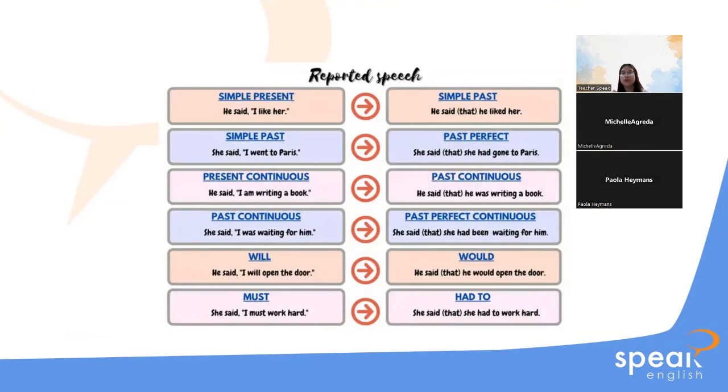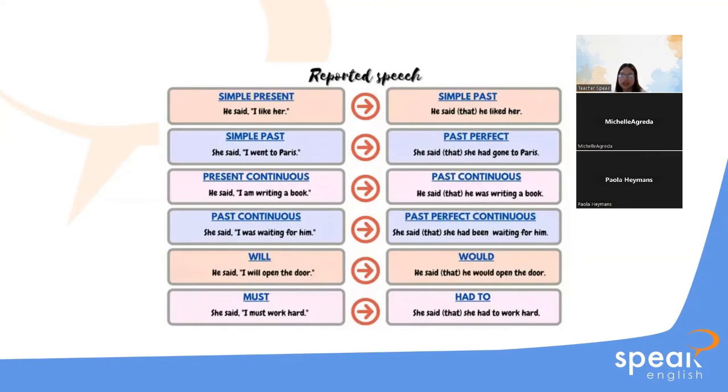Because if you have simple present, we use simple past. If we have simple past, we use past perfect. With present continuous, the past is past continuous. With past continuous, that would be past perfect continuous. Will, would. With must, had to. That's how they change. What about if I have, let's see, can, could? Yes, exactly. And that's how it's all the time, look at the past expressions that we have.